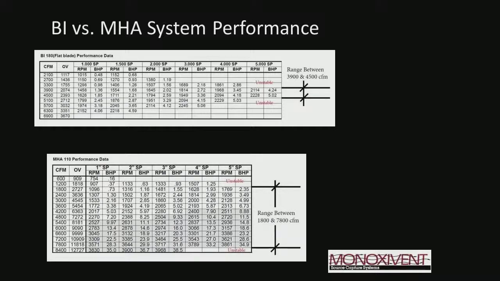Now, something else to consider here: the whole purpose of selecting a VFD and doing that type of system is to save energy, to not only minimize the amount of air that we have going out of the building, but to minimize the amount of horsepower we're burning. If you look at the BI fan up top at 5 inches, you'd probably select a 7.5 horsepower fan in that case. If you look at the MHA fan, if we wanted to get the full 7,800 CFM out of that, we'd need a 40 horsepower motor.